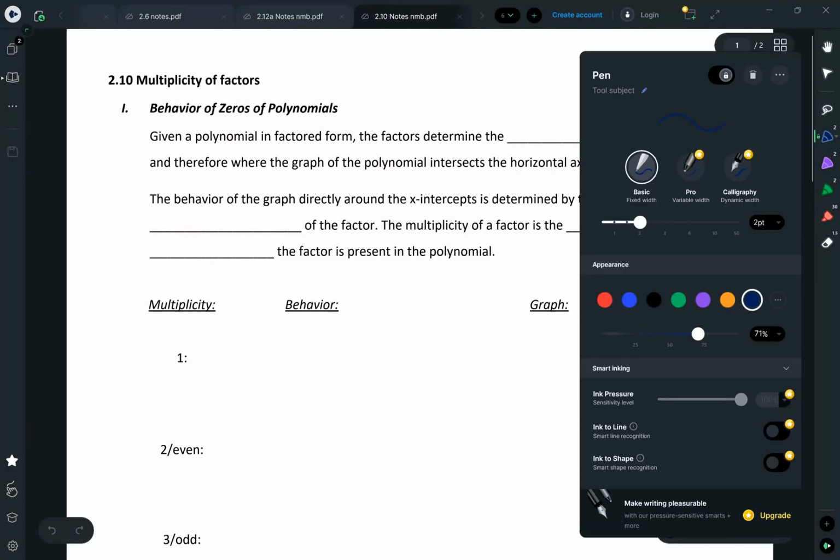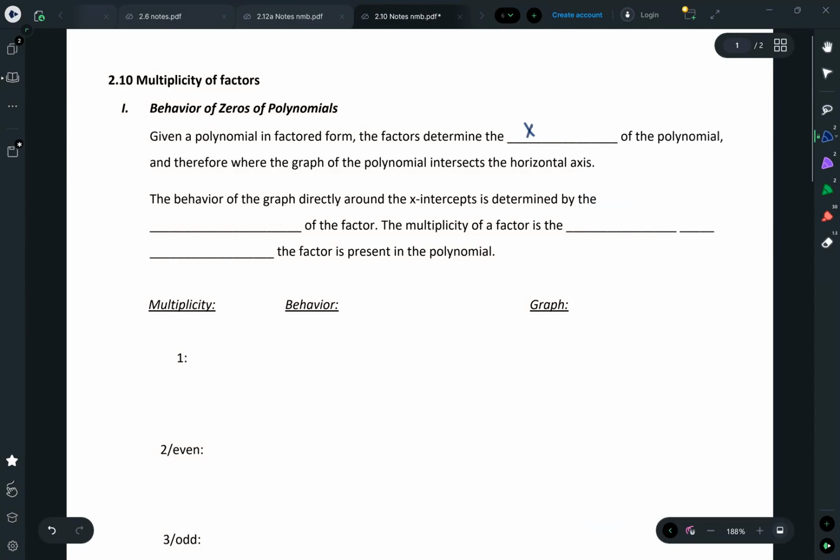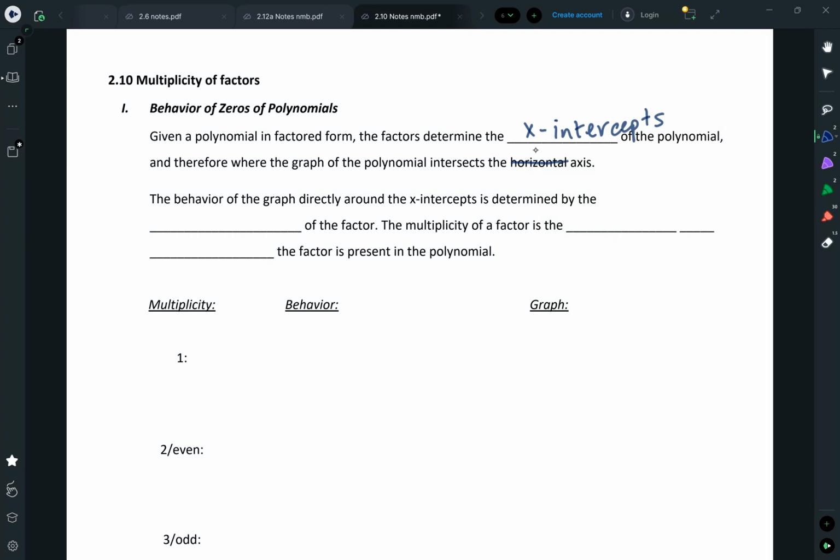Let's get my pen working here. So x-intercepts of the polynomial, and therefore where the graph of the polynomial intersects the horizontal axis. So horizontal, we really mean x-axis. The behavior of the graph directly around the x-intercepts is determined by the degree or multiplicity of the factor.